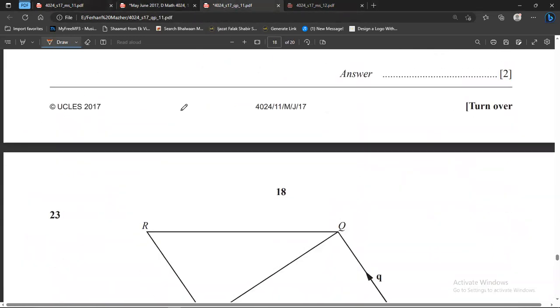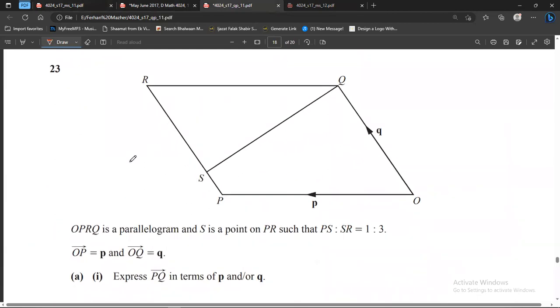Okay, so now we are starting with question number 23. He says OPRQ is a parallelogram and S is a point on the PR such that the PS ratio SR is 1:3. If this is 1, this is 3, and the whole thing is how much? 4. This is one piece, this is three pieces. The total, there are four pieces of this line.